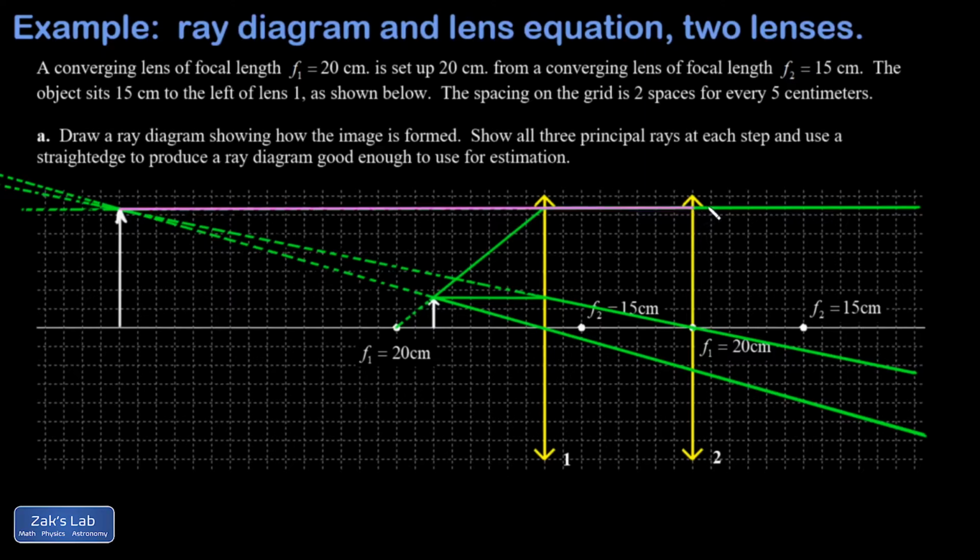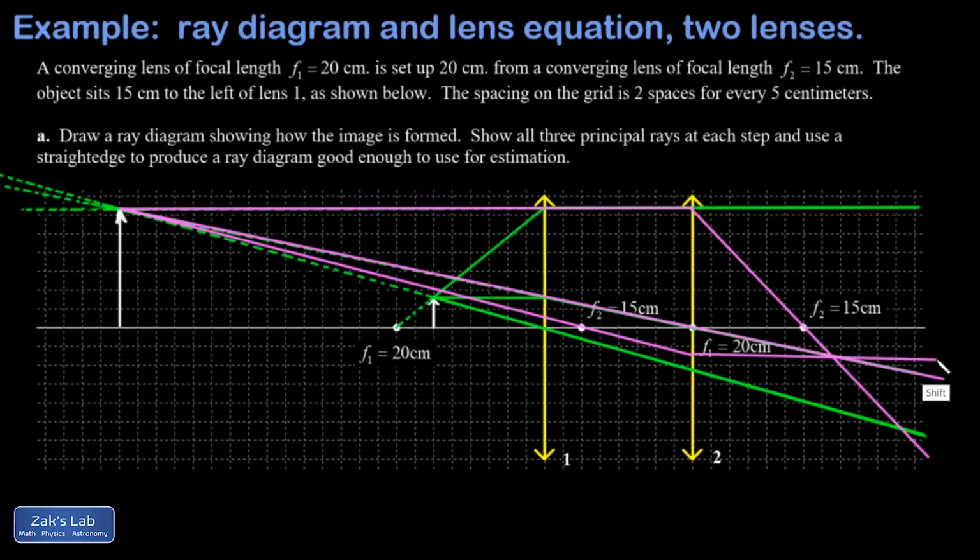So I have a ray coming in parallel to the principal axis. That's refracted through the focus on the opposite side of that second lens. I have a ray coming through the center of the second lens. That's unrefracted. And then a ray coming through the near side focus of the second lens. That's refracted parallel to the principal axis. And I see all 3 of these rays converging to a point on the opposite side of the second lens. So there's my final image.